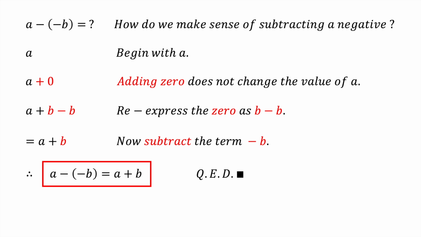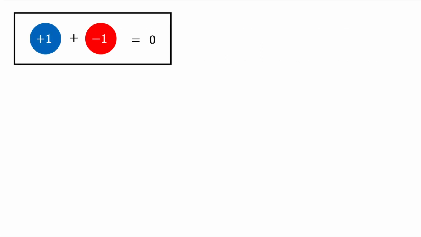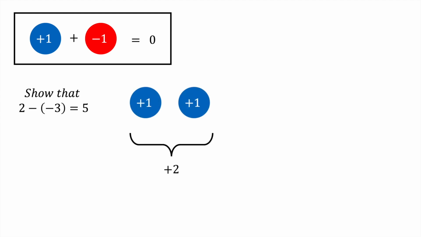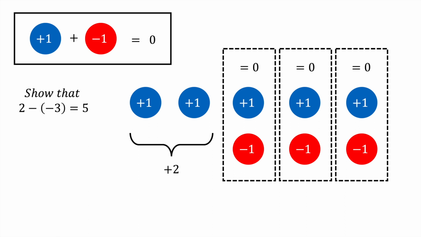We can demonstrate this algebra with simple counters. Here is a blue counter that represents positive 1, and a red counter that represents negative 1. When these are added together, the result is 0, since the sum of positive 1 and negative 1 equals 0. As an example, we will now show that 2 minus negative 3 equals 5. Here are two blue counters representing positive 2. We will now add 0 3 times as 3 pairs of positive 1 and negative 1. The net result of adding these pairs is still positive 2 because adding 0 has no effect.